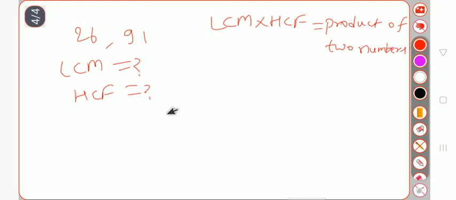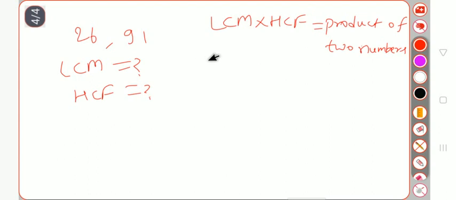Now we have to find HCF and LCM, but it is not mentioned how we have to find. There are two methods to find HCF and LCM. One is the prime factorization method and the other is by just taking division. So in this question we are studying the fundamental theorem of arithmetic, so we will apply the prime factorization method.